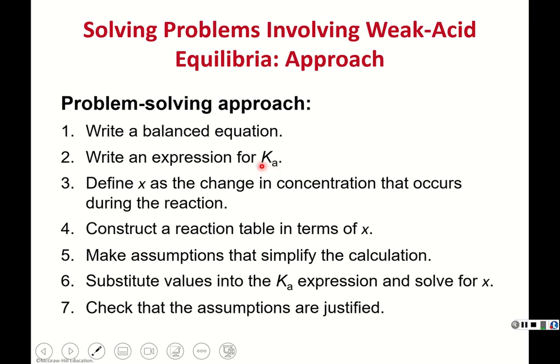Just like you wrote an expression for Kc when we were talking about equilibrium, in acid-base equilibrium, the expression is Ka. It's a little bit simpler. Then you define X as the change in concentration that occurs during the reaction, because you usually don't know that. You construct a reaction table, just like we've done before, an ICE table. You make assumptions that are going to simplify the calculation. You substitute the values into the expression for Ka, and then you solve for X. And then finally, you can check if the assumptions are justified. And usually in this class, they're going to be justified.